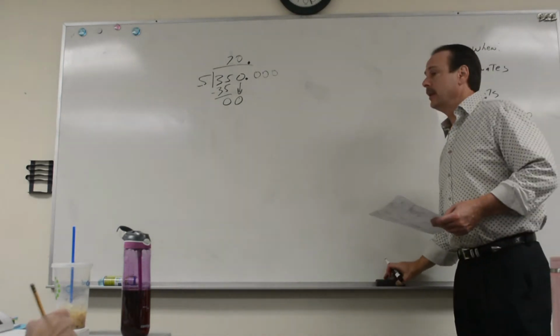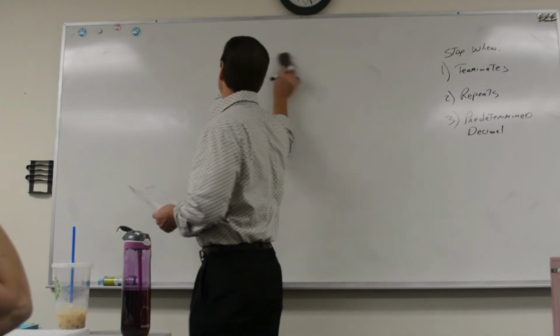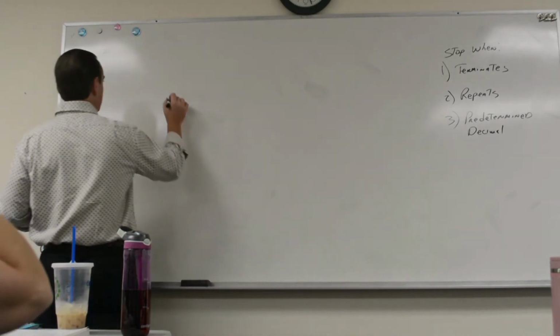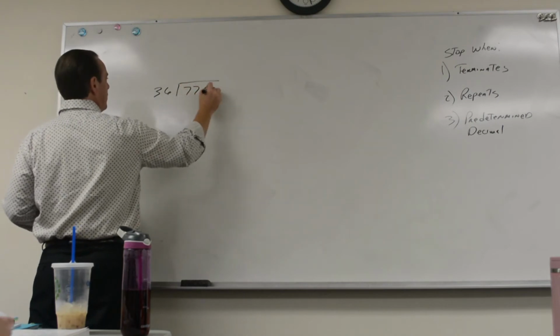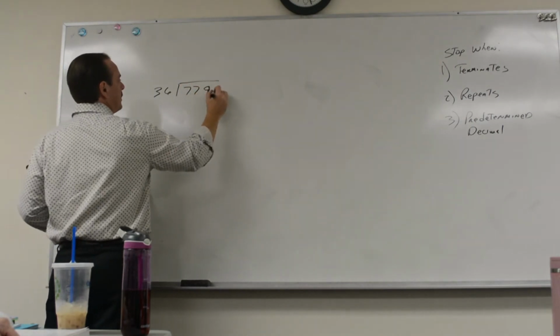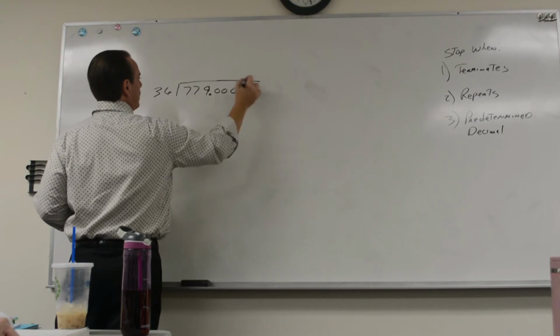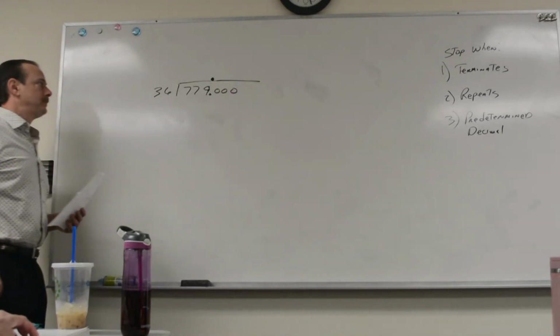All right, here's what I think you're going to like. Let's try this one. We're going to put 36 into 779. Decimal, I'm going to add a couple zeros here just for good measure. Decimal goes up there.